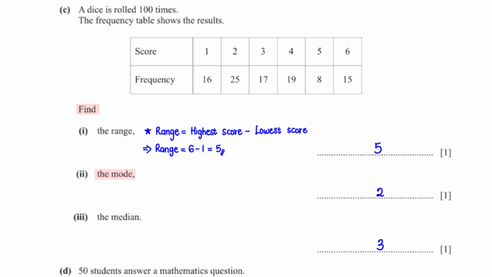Find the mode. The mode is the score with the highest frequency. From the table, the highest frequency is 25 and the score with this frequency is 2.